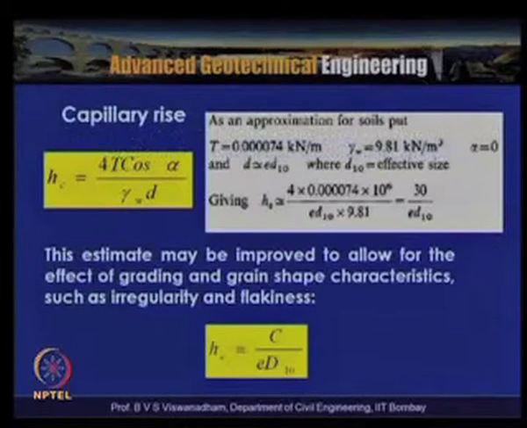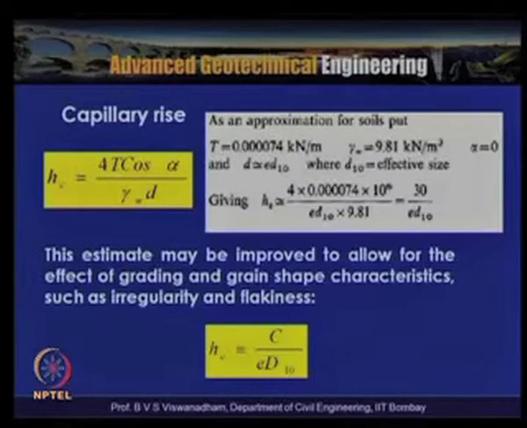So, if you look into the capillary rise, what we have discussed is that Hc is equal to 4T cos alpha by gamma w d. So, this is an approximation for soils. If you take T is equal to 0.00074 kilonewton per meter and gamma is equal to 9.81 kilonewton per meter cube and alpha is equal to 0, with d is equal to e D10, we can write this expression as 30 by e D10 when D10 is in meters.